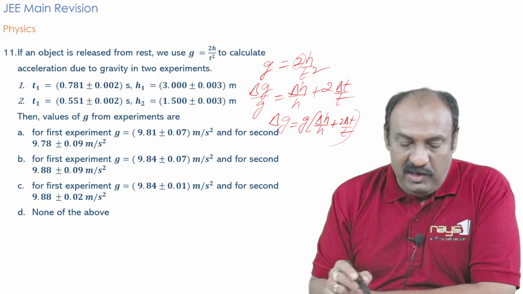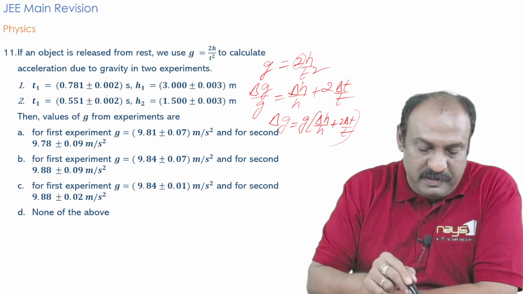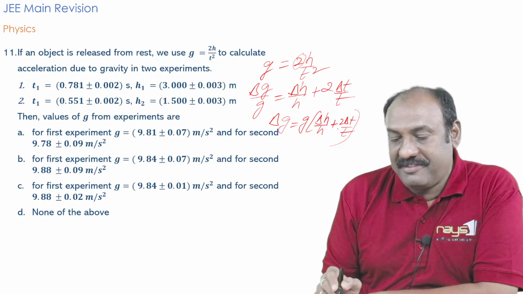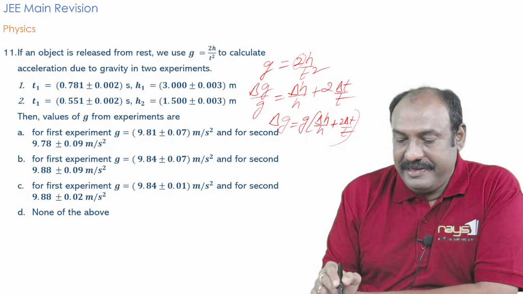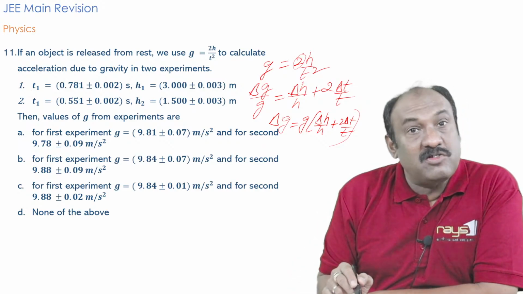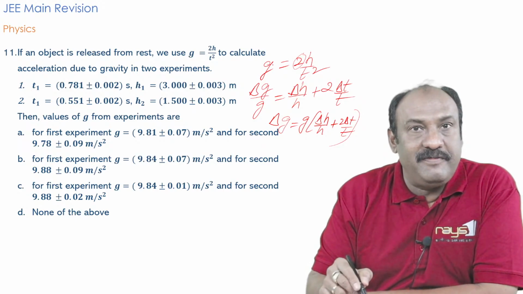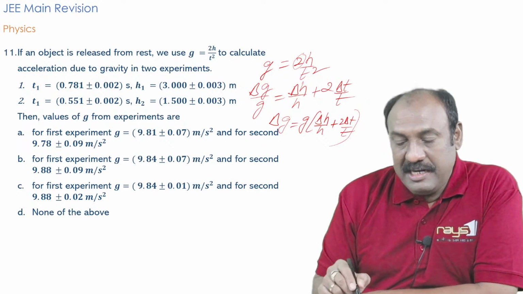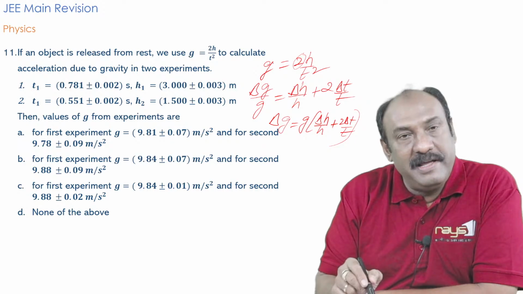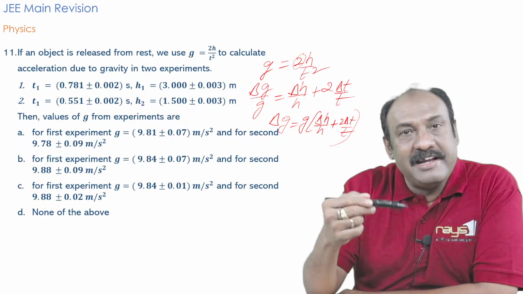These h values are different for different experiments. These t values are also different for different experiments in this case according to the given data. So for the two different experiments, h and t values are given differently, and delta h and delta t values are given differently. Due to that, we get delta g values also different for these two experiments. First we calculate the g value, the absolute value. Then we calculate the error in the g value by using this relation. We can calculate the absolute value by using this relation. By using this relation we can calculate the error in the g value.